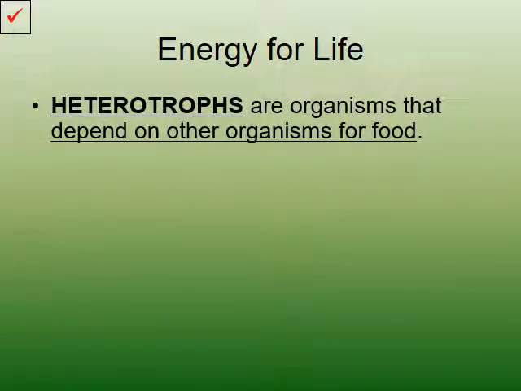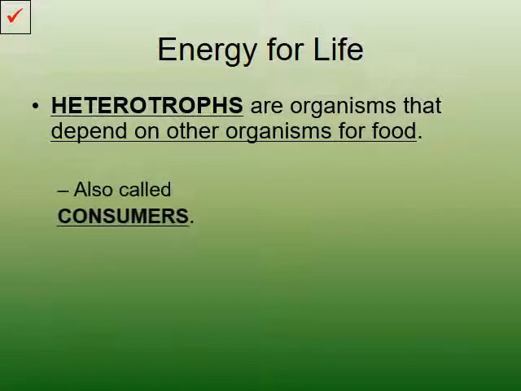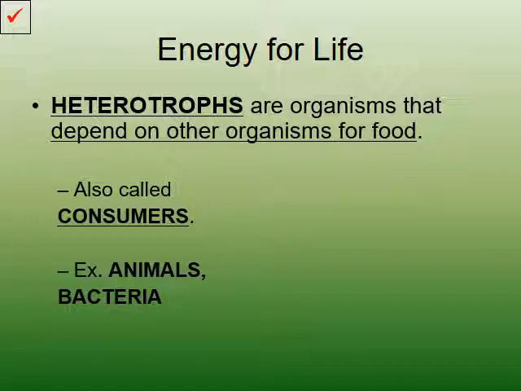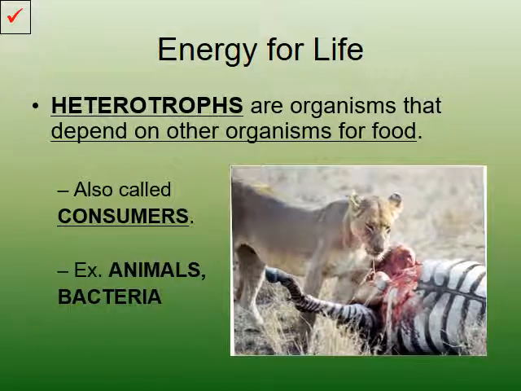Now, on the other hand, heterotrophs are organisms that depend on others for food and must consume them to get that energy. These are also known as consumers. Some great examples of consumers include animals and bacteria, as well as fungi, and some protista. Slightly graphic, but here we go. We have a lion going ahead and chowing down on a zebra, so acquiring energy from other organisms.